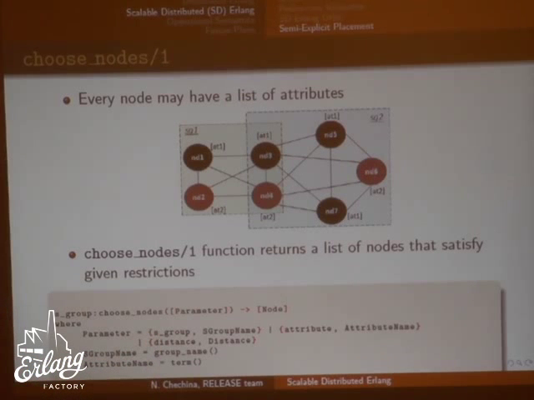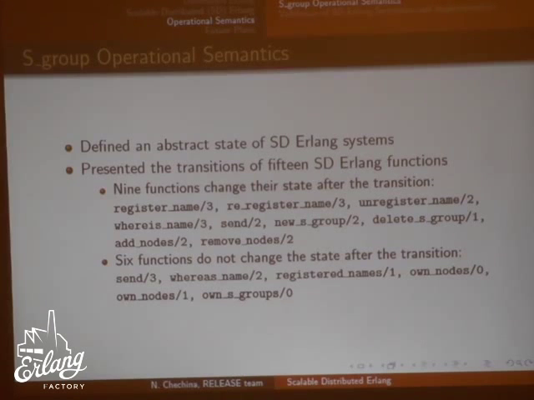For example, close, far away, and so on. Another thing that we are working on is operational semantics. So for SD Erlang, we work on the semantics. Why do we need it? Well, we need to be sure that what we actually work with and what we write is correct. So we want to check it.